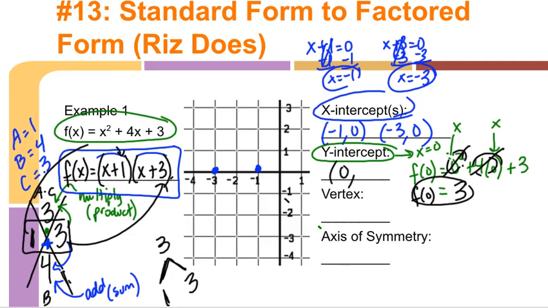Meaning that your y-intercept is positive 3. I'm going to go ahead and plot that. That's right here.